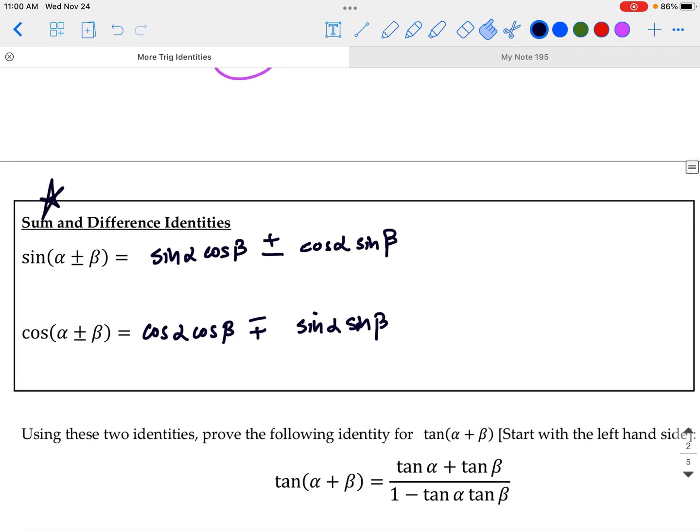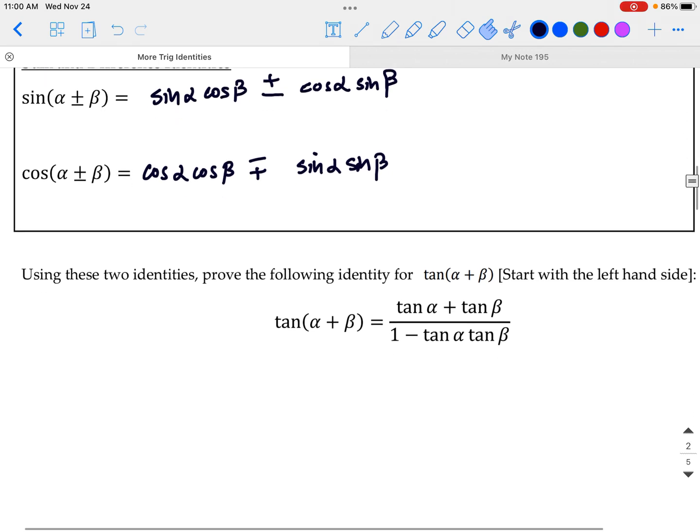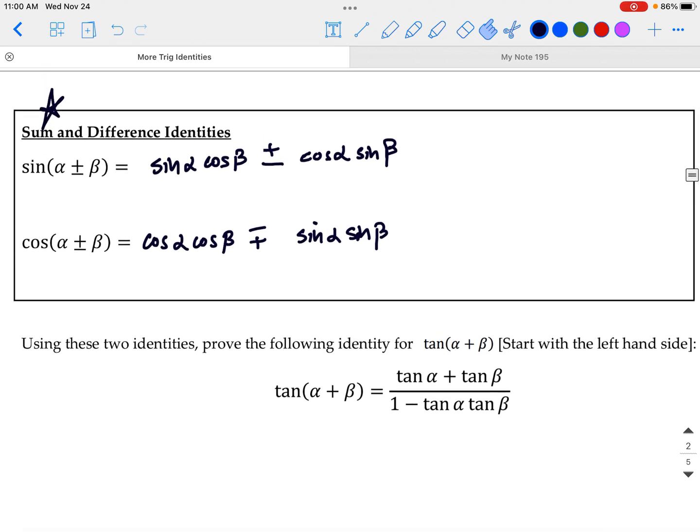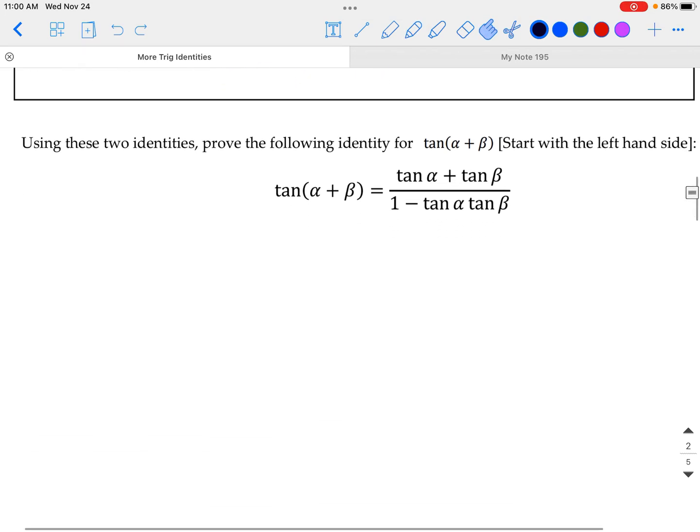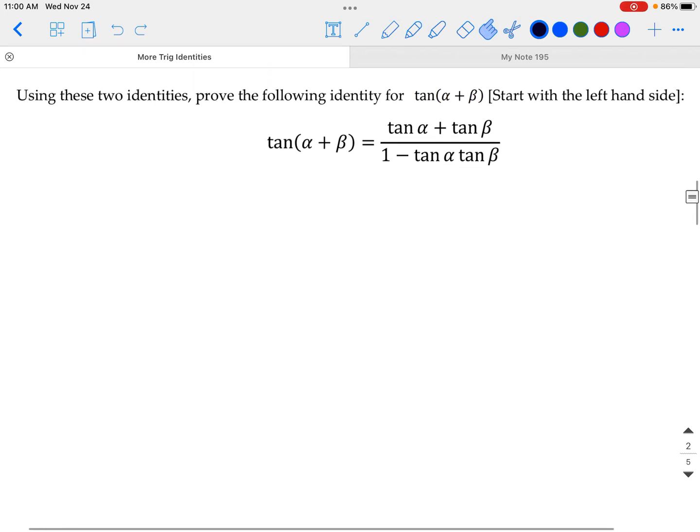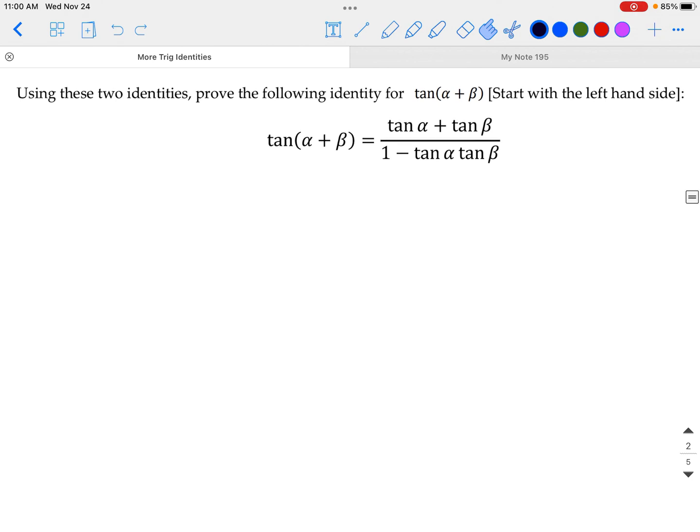And we'll do some examples of these a little bit later on, but we've got one more proof to go through, which is what does it look like if we have tangent of alpha plus or minus beta. So we'll do tangent of alpha plus beta to start. So we need to prove this using our identity proof approach. So we're actually going to pick the left-hand side here. So we're going to start with tangent of alpha plus beta.